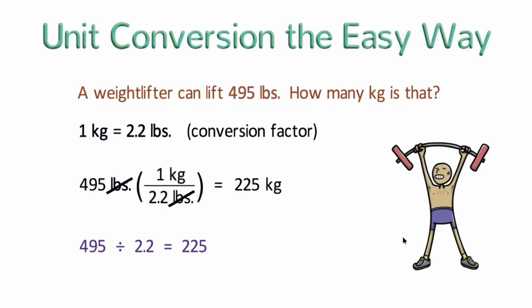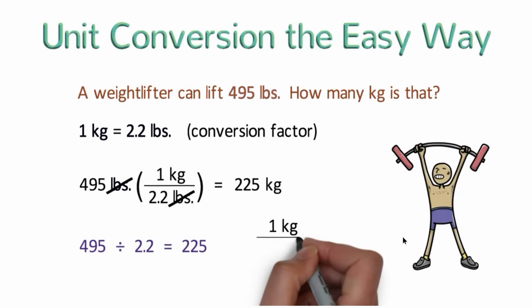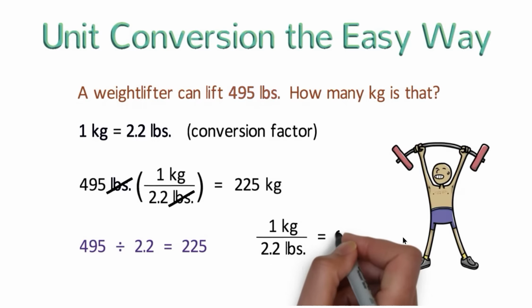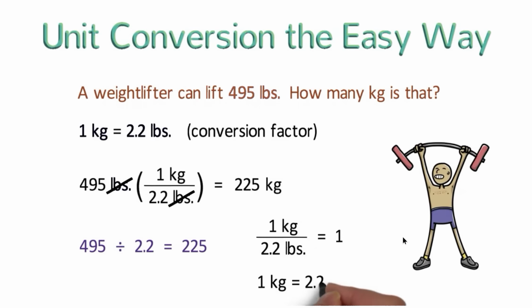There is one more thing that we should notice about this problem. The fraction 1 kilogram over 2.2 pounds actually equals 1, because 1 kilogram equals 2.2 pounds. In fact, anytime we do unit conversion, we are simply multiplying our initial quantity by a conversion factor fraction that equals 1. Okay, now that we are experts at this technique, let's try a slightly harder problem.